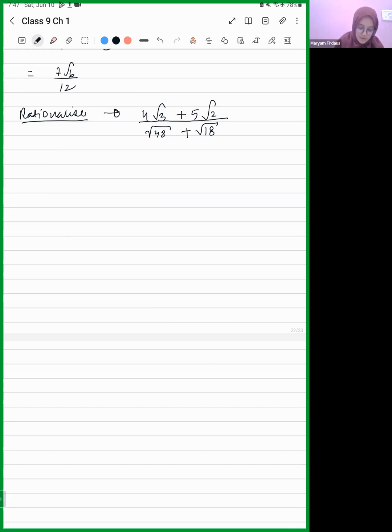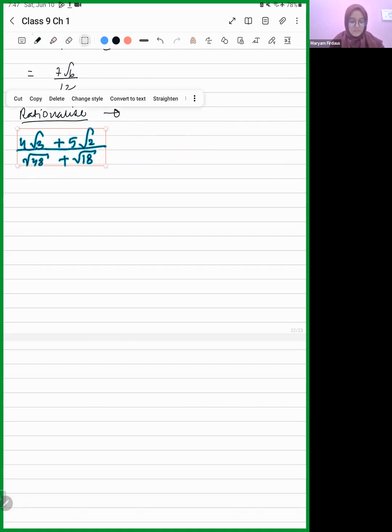So what do we do first? Ma'am, first we do root 48. Ma'am, can we straight up do it by root 48 plus root 2? You can do it. What did you say? Should we do root 48 into root 48 plus root 18, plus or minus? Minus. Yes, we can do that.